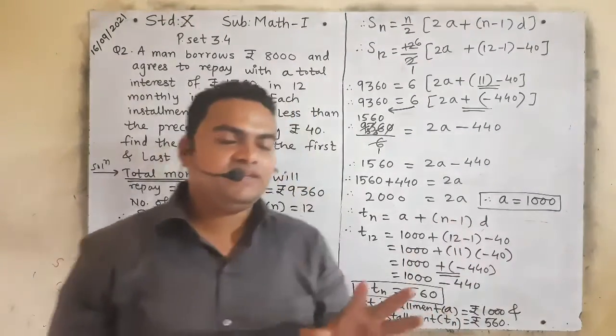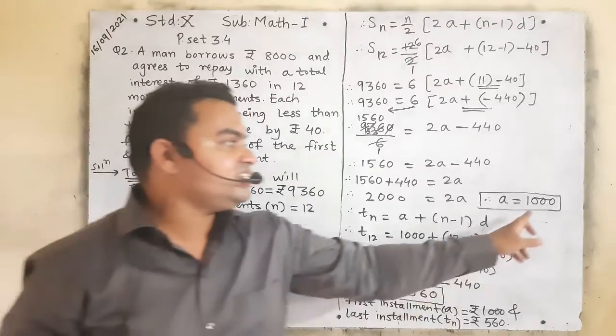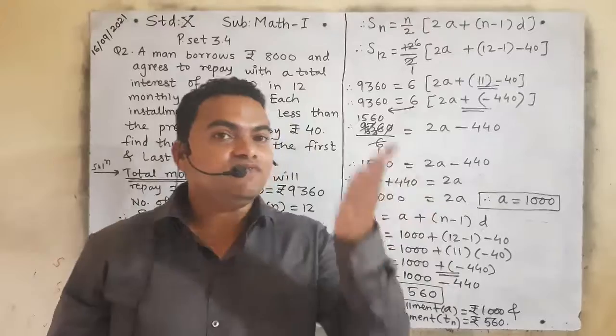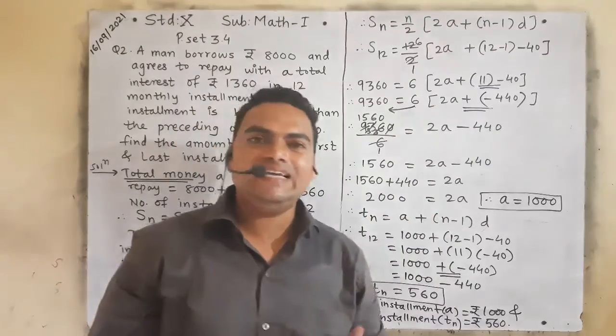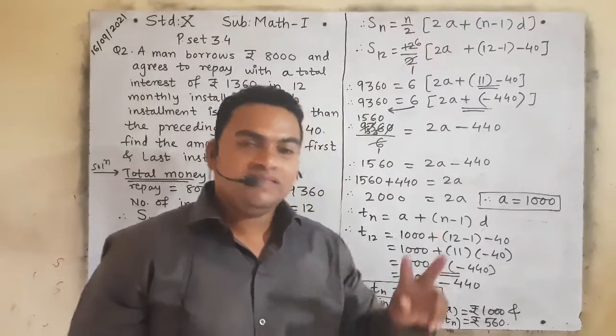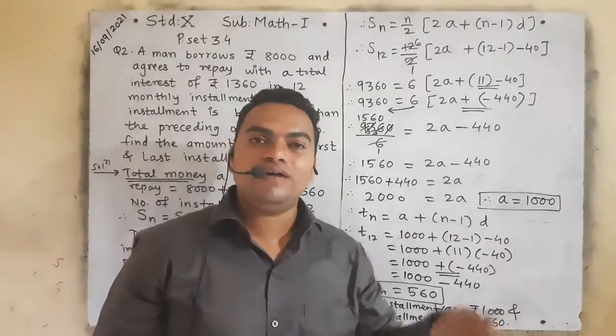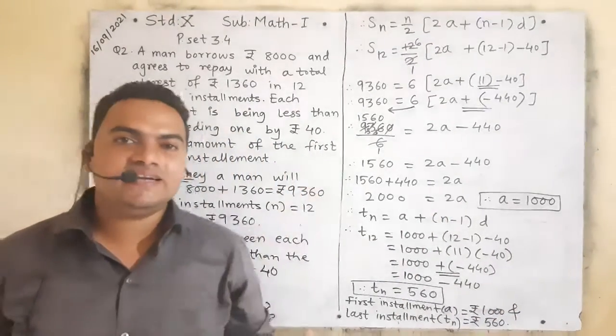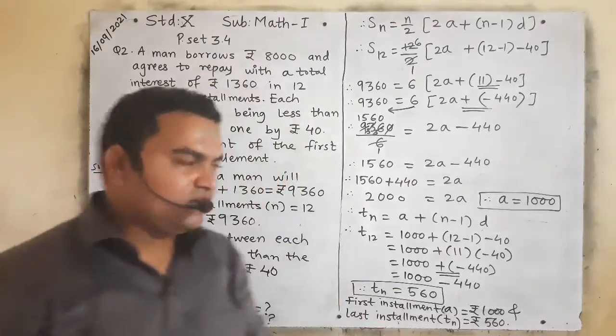So my dear students, I will explain again. If the first installment was 1000, then how much will the second installment be? 1000 minus 40, it means 960 rupees. Then what will the third installment be? 960 minus 40, it means 920 rupees. Okay, did you understand that?